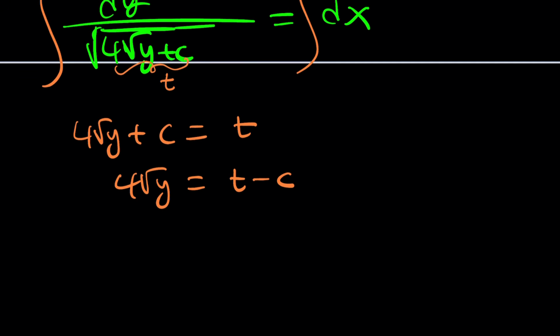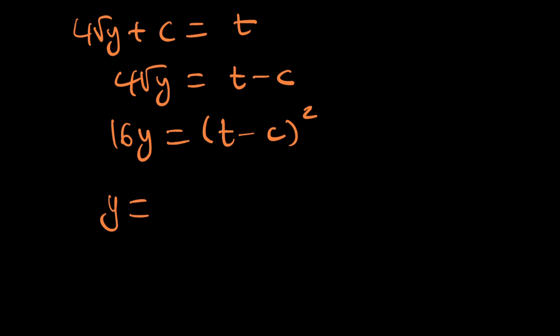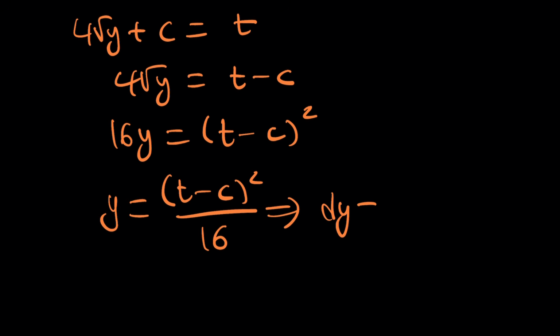And then there's a couple different ways, but let's square both sides and then divide both sides by 16 so that we can isolate y. Now, once you isolate y, you're able to find dy from here, because dy over dt is the derivative. Let's go ahead and do it that way.